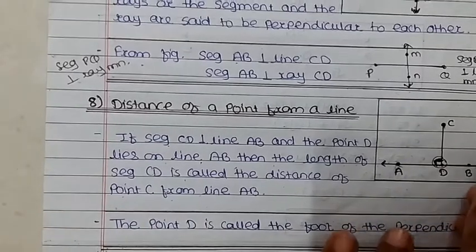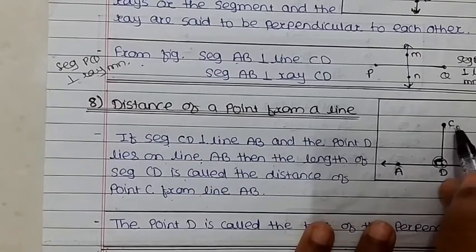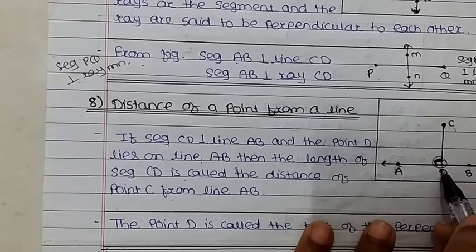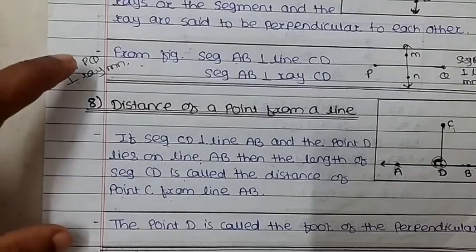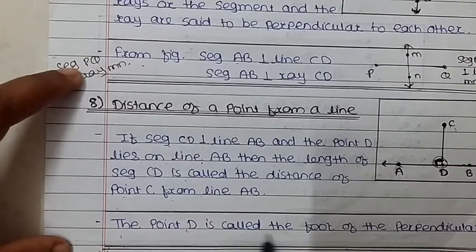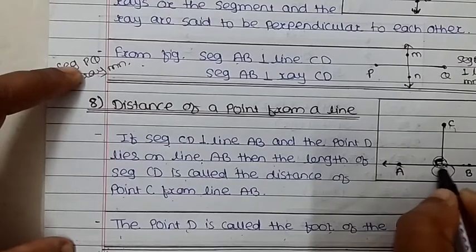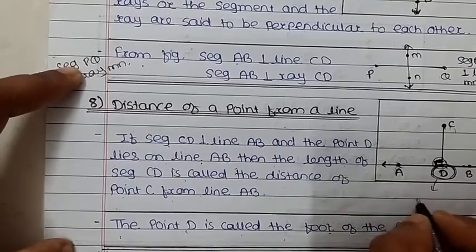What is the condition here? One perpendicular line is there, that is CD, and D lies on the line AB. Then we can find the distance of the point from the given line. The point D is called the foot of the perpendicular. This is the foot of the perpendicular.